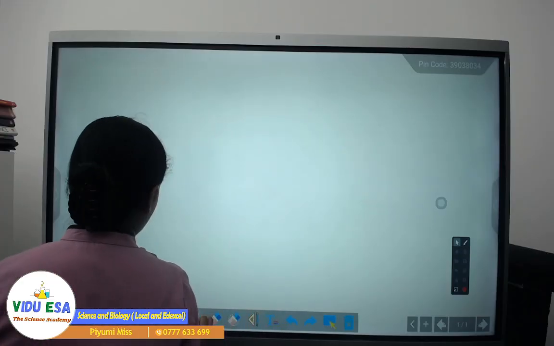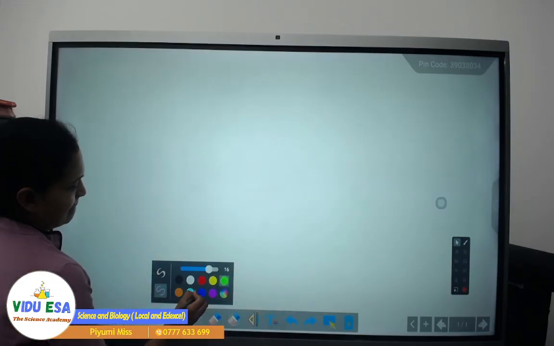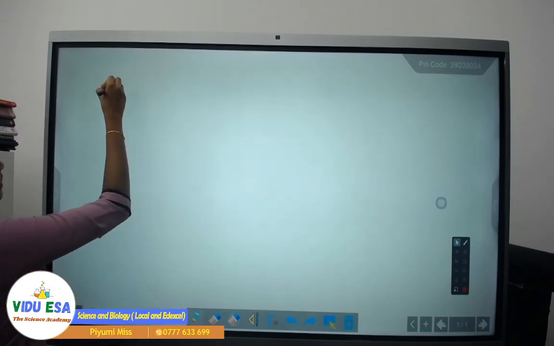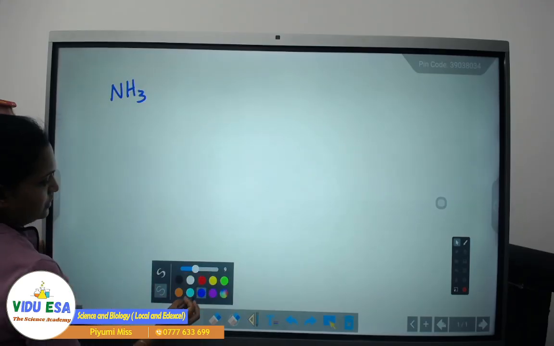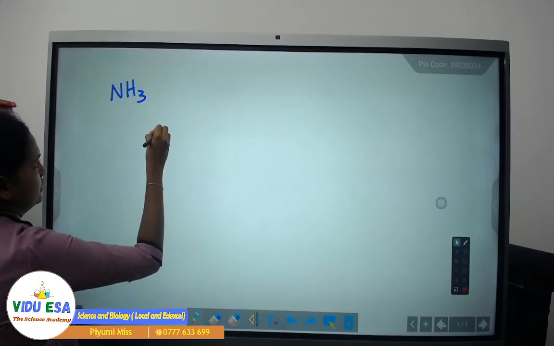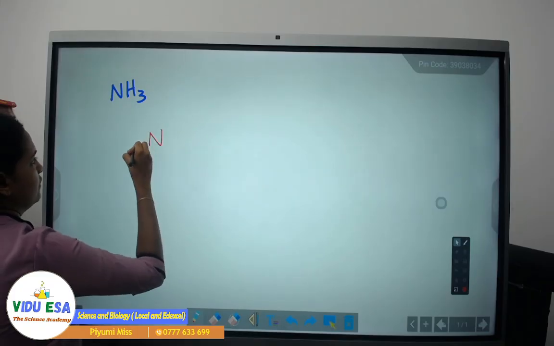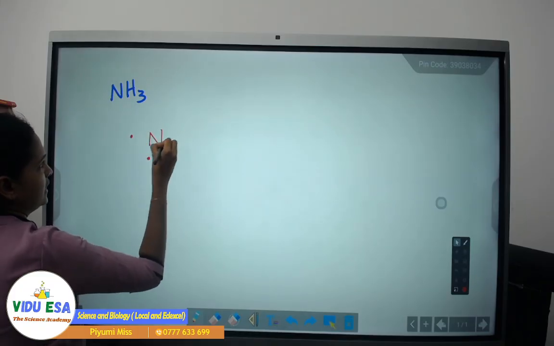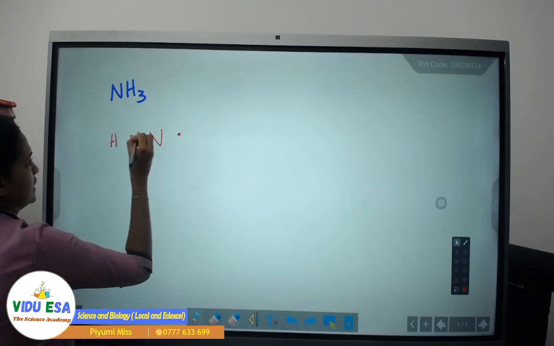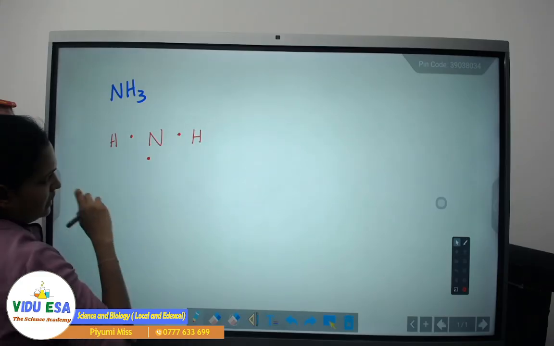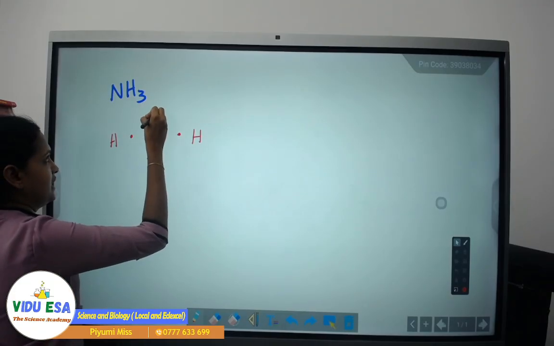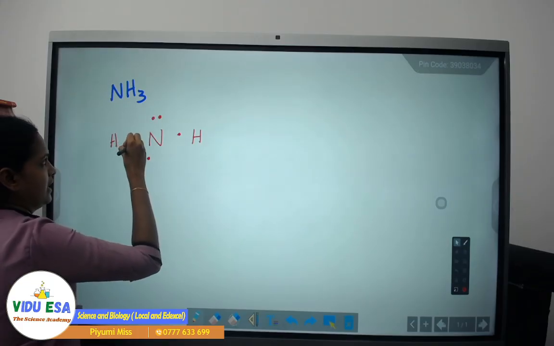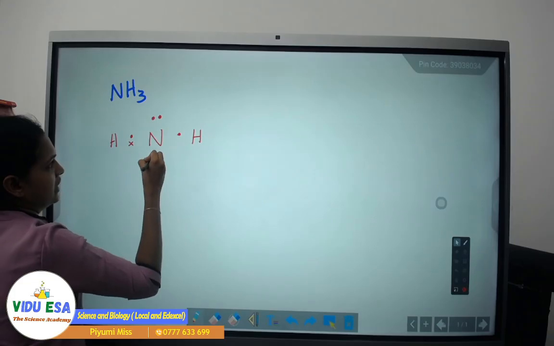Then once we consider those structures, I will consider the ammonia molecule. If I draw the Lewis structure, nitrogen has 5 electrons. Out of the 5, it shares 3 electrons with hydrogen. I will draw the dot cross diagram, then I can show the electrons. Nitrogen has a lone pair as well, and each hydrogen has 1 electron.